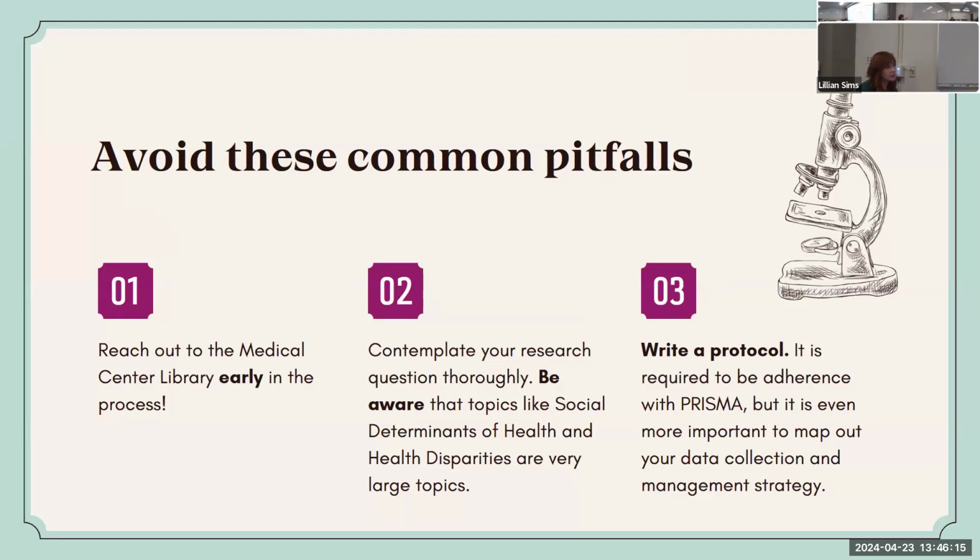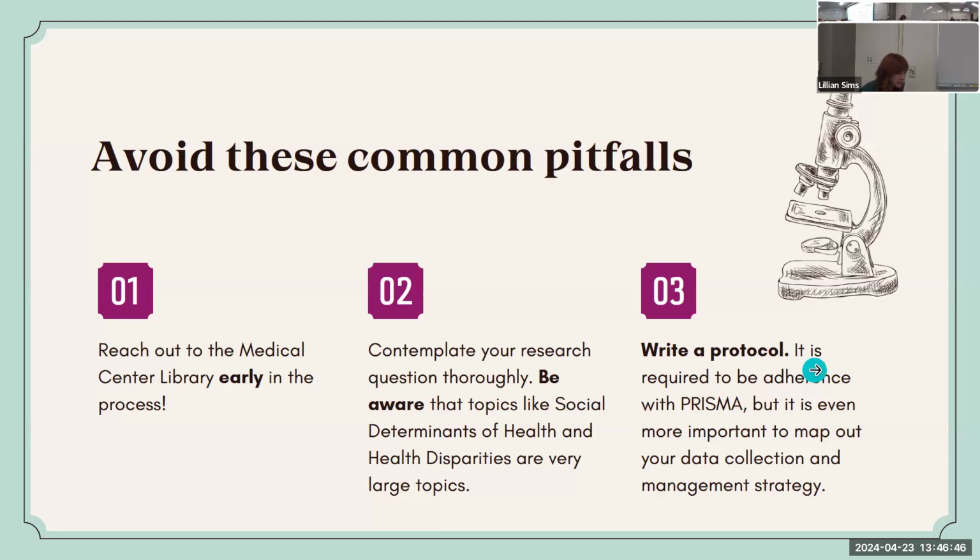We've had students come to us who are completely done reviewing, trying to write up a manuscript, and the searches are wrong. So come to us early. If you don't want to do all that research and then not be able to publish on it, right? So contemplate your research question and be aware of really big topics like social determinants of health and health disparities. Really think about how you might be able to narrow those. And there's a bunch of other big topics out there, but those are two big ones that we see.